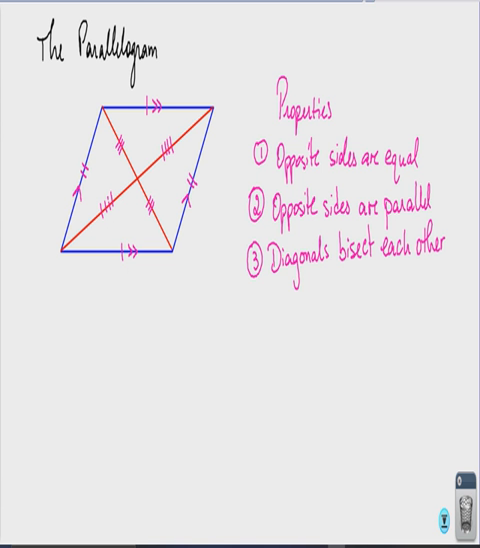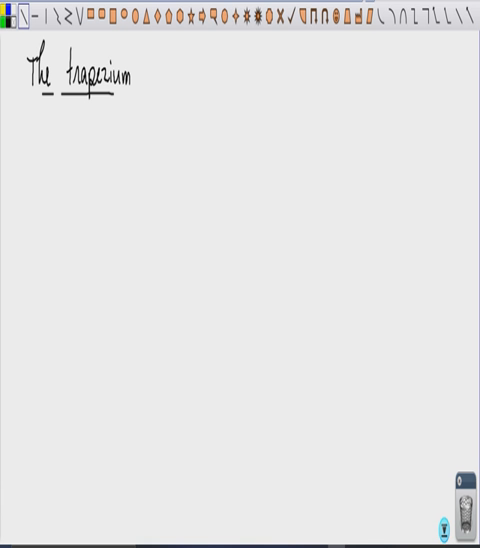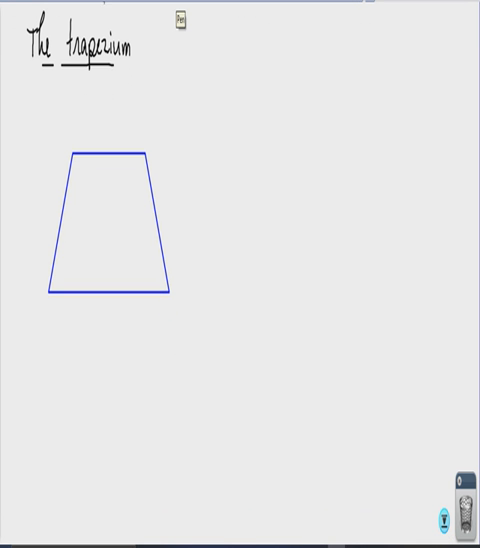Next shape is the trapezium. Another quadrilateral. We have already met this shape when we have done areas. I'm going to draw a trapezium. So here we have a trapezium. Properties of a trapezium. This has the least number of properties, by the way. It has only one property.